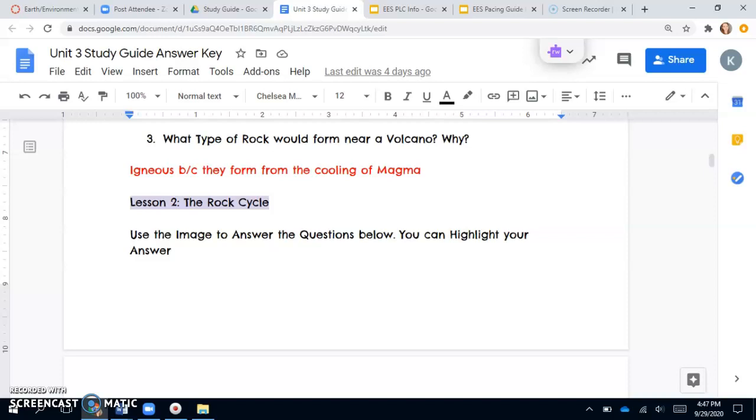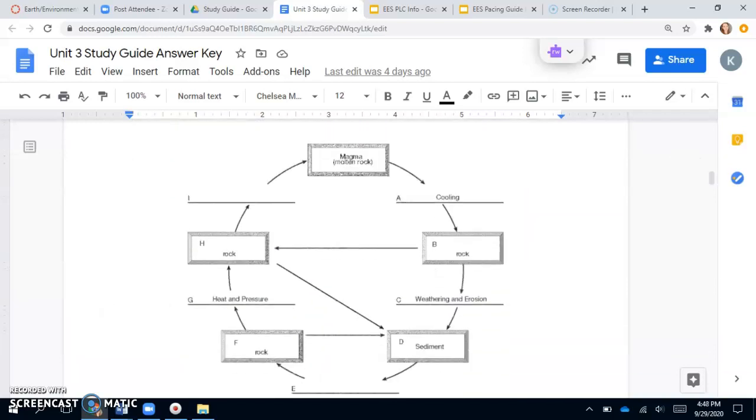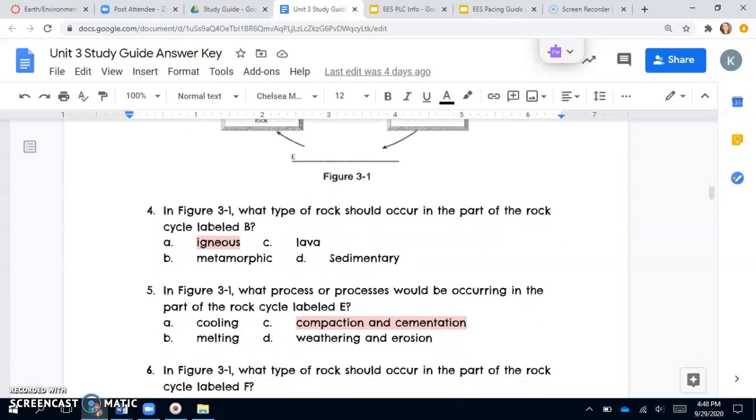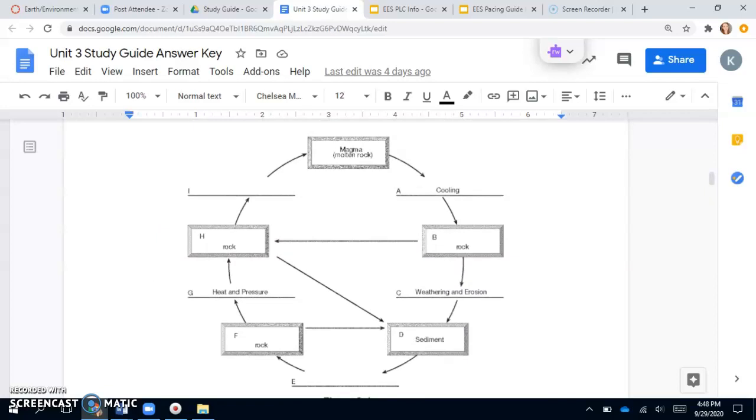So let's go on to lesson 2, which is the rock cycle. So remember, we have to just be able to look at these images and follow the arrows and understand which process goes with which rock type. So if we look at number 4, it says in figure 3.1, what type of rock should occur in the part of the rock cycle labeled B? So if we go to B, if we look at B right here, it's going to be a rock type.